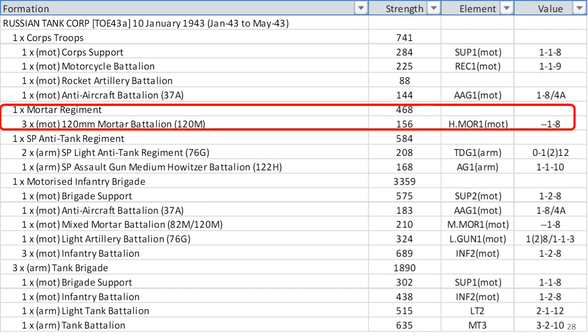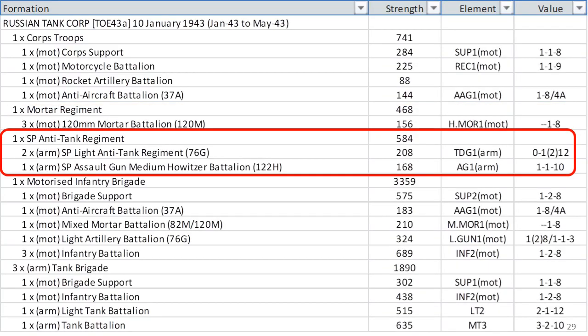The Tank Corps now contained a number of supporting regiments, the first being a mortar regiment, which consisted of 3 120mm mortar battalions. This continued to beef up the indirect fire capability of the Tank Corps, which was always a major issue. The Tank Corps also now contained a self-propelled regiment, which consisted of 2 76mm SP battalions and a 122mm SP battalion.